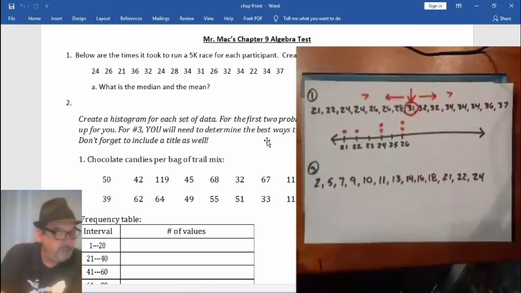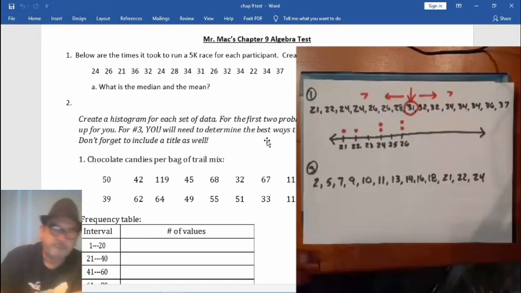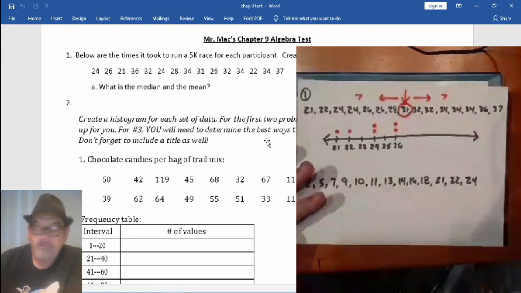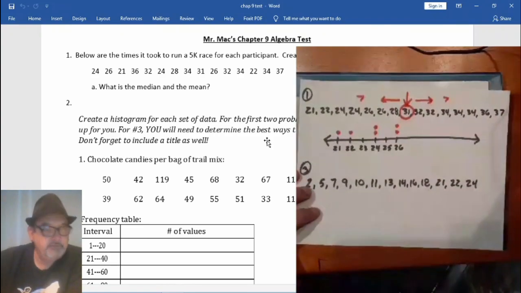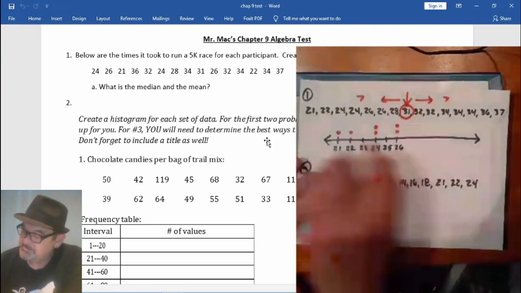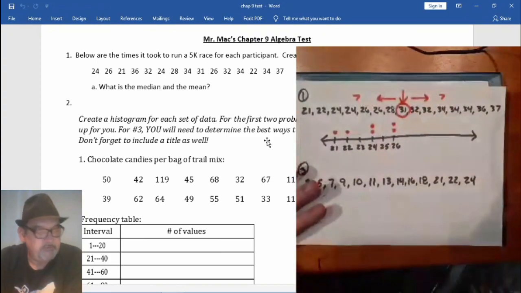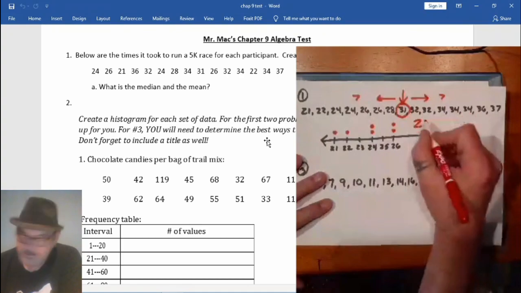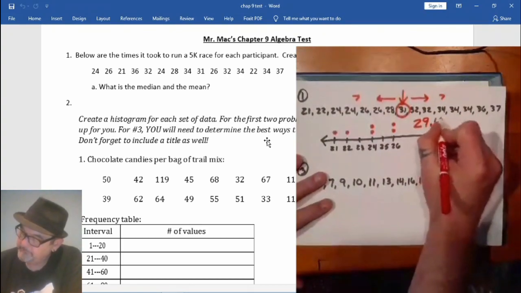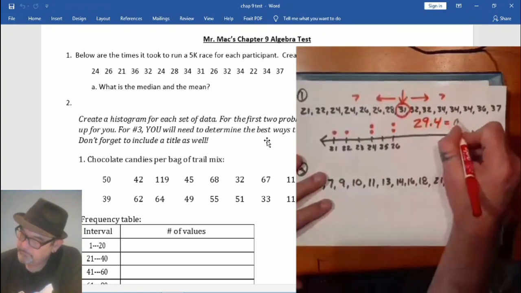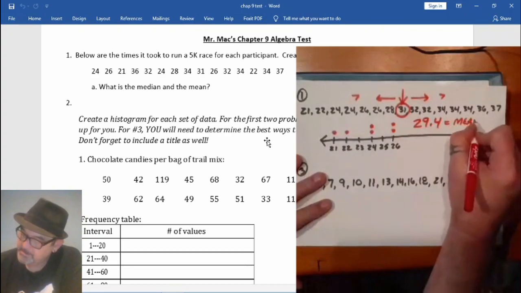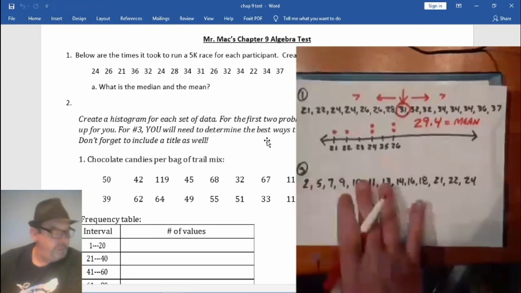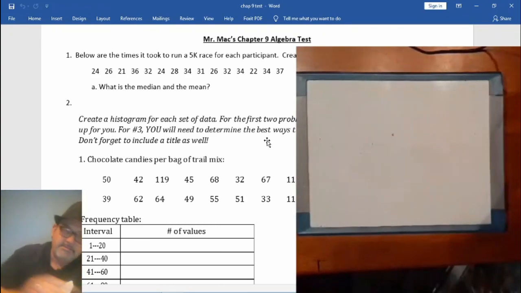What's the mean? Well, in order to get the mean, you would add all of these numbers together and then divide by 15. So when you do that, I already did this before, add them all up together, divide it by 15, you end up with 29.4. Okay, so that is the mean, also known as the average, right? Okay, so there's number 1, pretty easy. Let's go on to number 2.